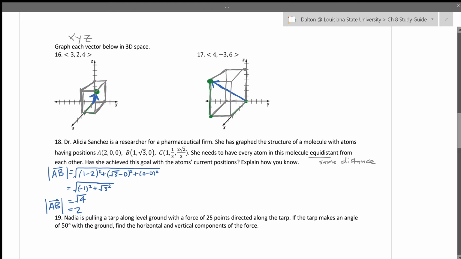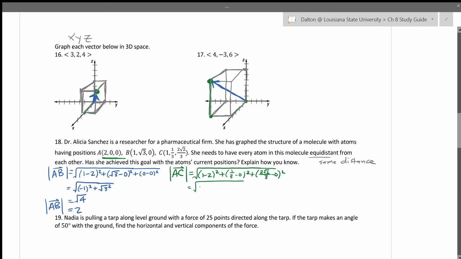Now we need to find another distance. Let's do A to C. Again, before I waste time checking all of the vectors, I would use A in every distance first because it's easier to calculate with those zeros. So from A to C, we're going to do the same thing. We're going to do the magnitude. C is going to be the second point, so we're going to subtract those minus the points in A. So it's going to be (1 minus 2) squared, plus y2 minus y1, which is (1/3 minus 0) squared, plus (2 square roots of 2 over 3 minus 0) squared.